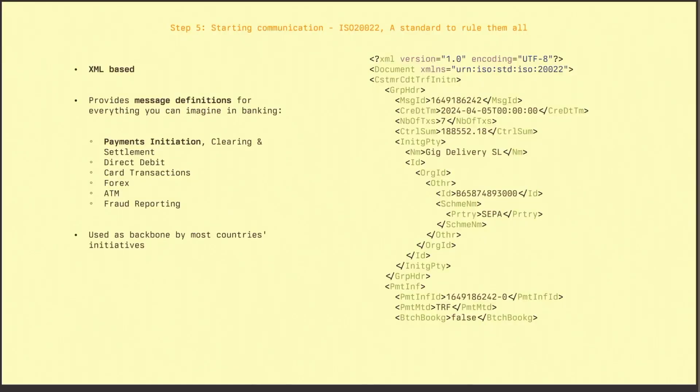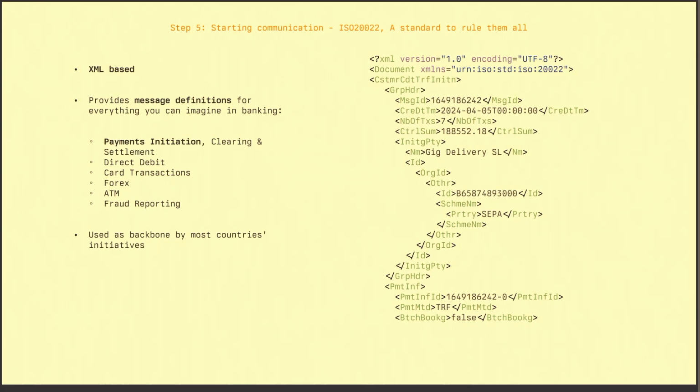So we have done that, and then what happens next? What happens next is that we have to send something to the beneficiary's PSP. Remember, we are the originator PSP, the originator bank. The person receiving the money has their own bank. That is the beneficiary's PSP. How do we communicate with them? Well, there is this standard, ISO 20022.